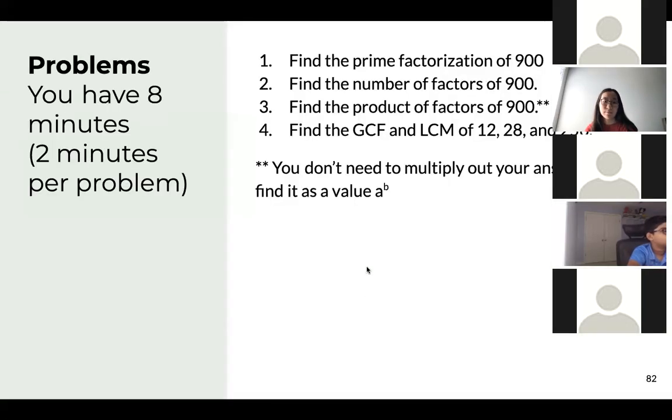All right, now onto some problems. You should attempt all of those, or as many as you can.